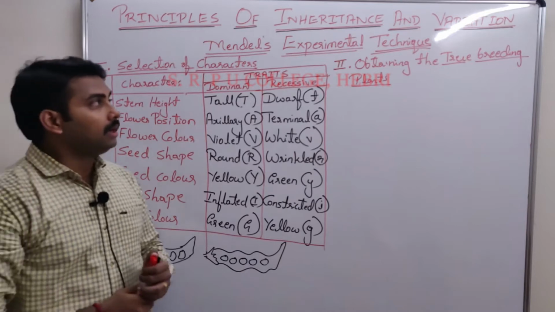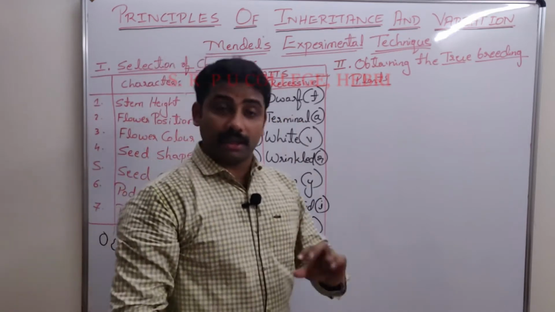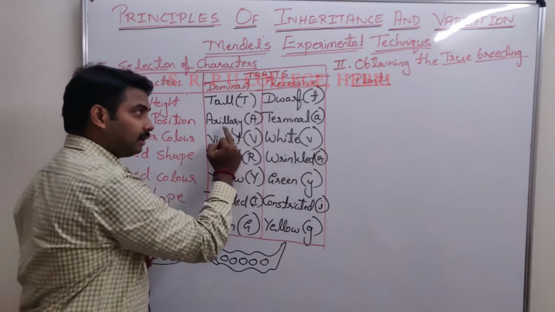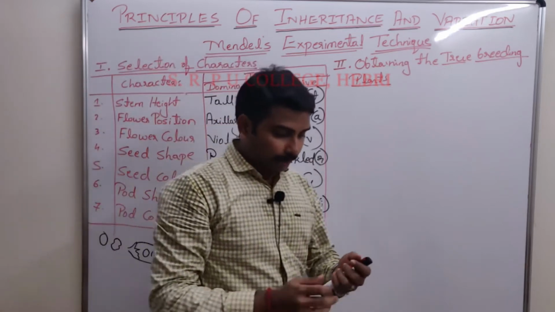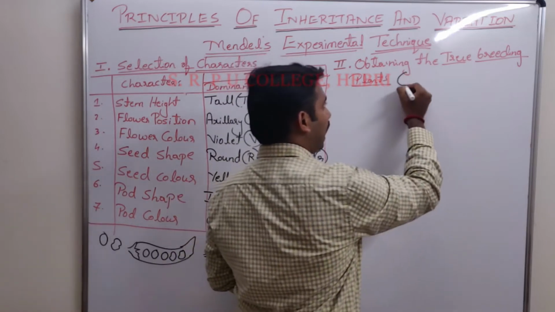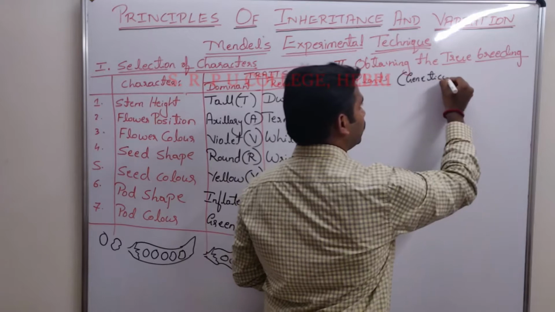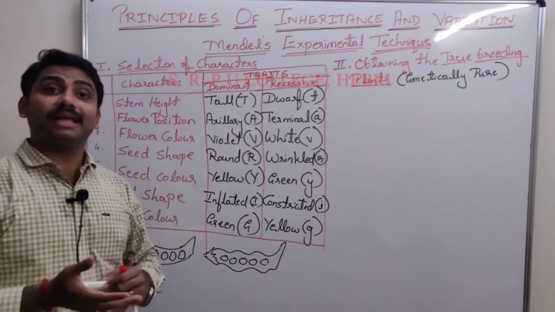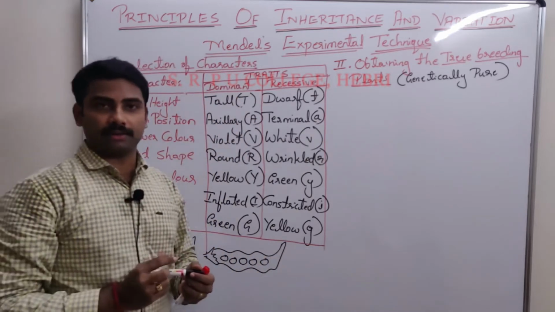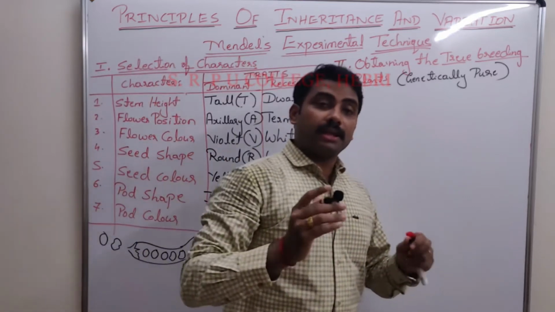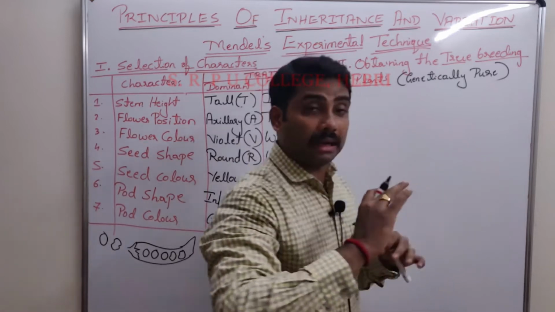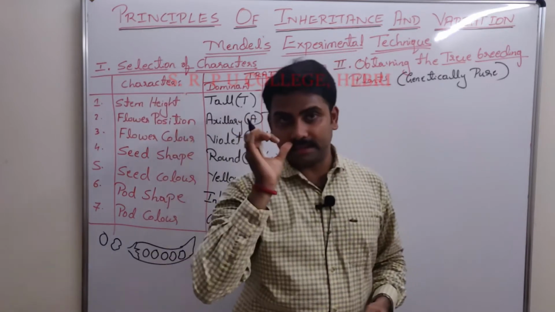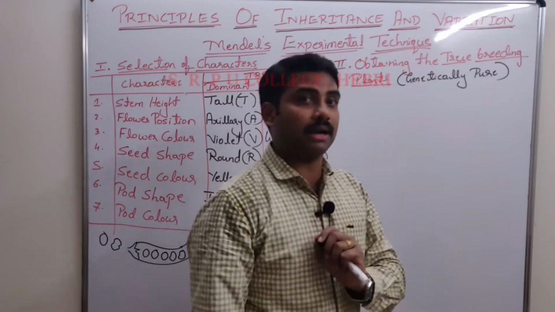Listen to me carefully. Once he selected character and its trait, in the second step, what did he do in the garden? For each trait, he obtained true breeding plants. What do you mean by true breeding plant? Those which are genetically pure. What is a true breeding plant? The plants which are genetically pure are called true breeding. It can be defined as the plant which, upon undergoing continuous self-pollination, will transmit the stable trait inheritance, is called a true breeding plant. Very simple, you will understand the definition.